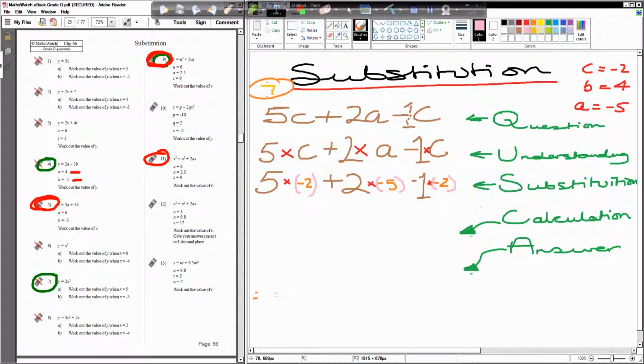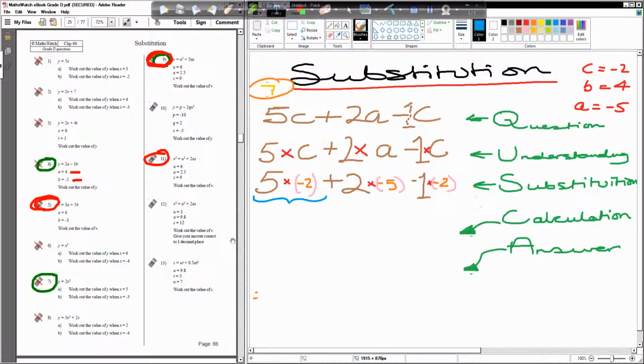Okay, so when you miss out one step in this kind of technique, that's when the mistakes come in. Remember the 5C always means 5 times by C, regardless of this positive number that we're putting in or a negative number. Now we need to start working this out. So we've done the question, understanding, substitution, now we're going to do the calculation. 5, this is the C part here.